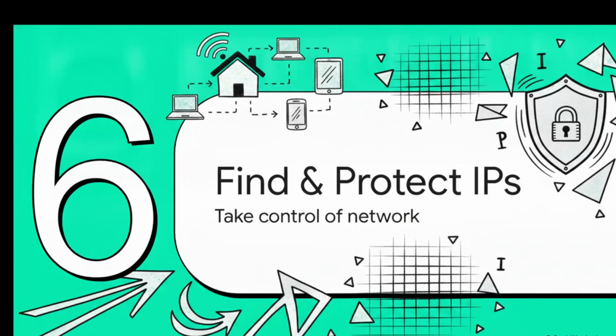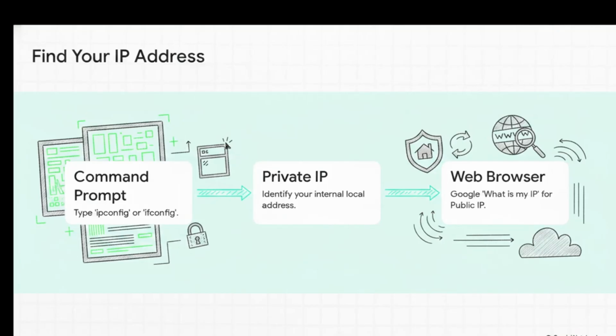All right, let's pivot from theory to practice in our final segment, Section 6, Finding and Protecting IPs. Let's take control of your network. Finding your dual identities is incredibly easy, and honestly, I highly encourage you to try this on your own machine. To find your hidden private sanctuary, just pop open Command Prompt on Windows and type ipconfig. Or if you're rocking a Mac or Linux, open your terminal and type ifconfig. Bam! You'll likely see that familiar 192.168 pop right up.